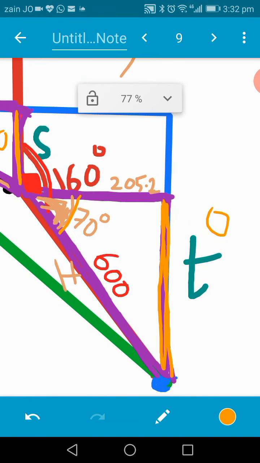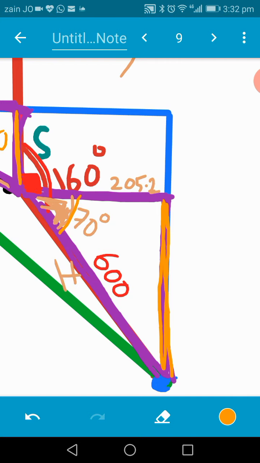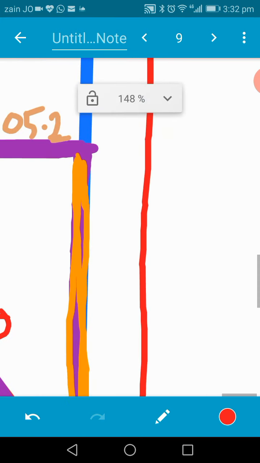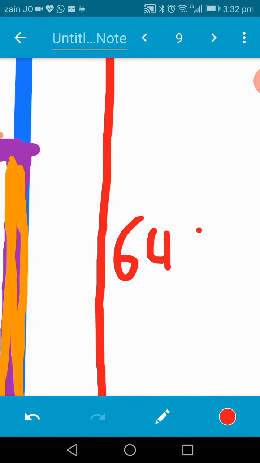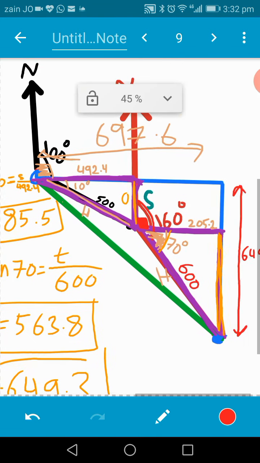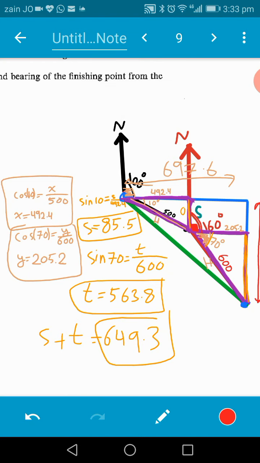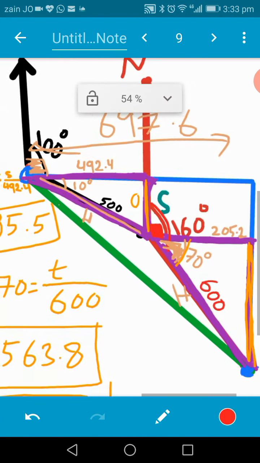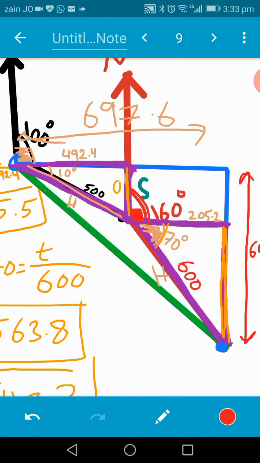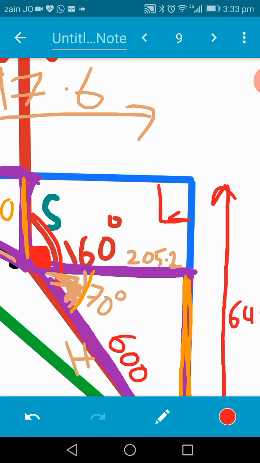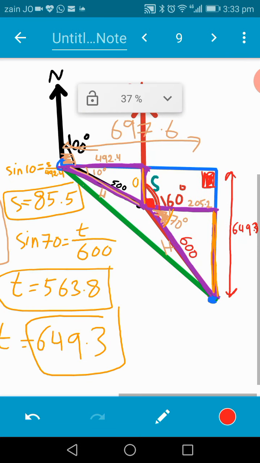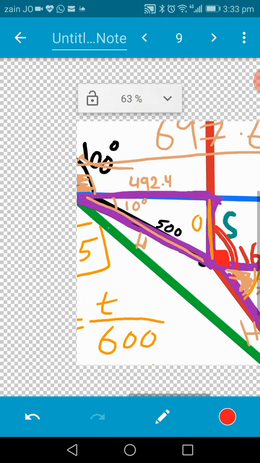Now teacher, this one is the south distance, which is 649.3. Okay. So, finished. Now what do we need? We need to find the distance from the starting point to the finishing point. You can use Pythagoras. Right? Why Pythagoras? Because this is a right triangle, by the way. Last time we used sine or cosine I think. But you have to find the bearing also.